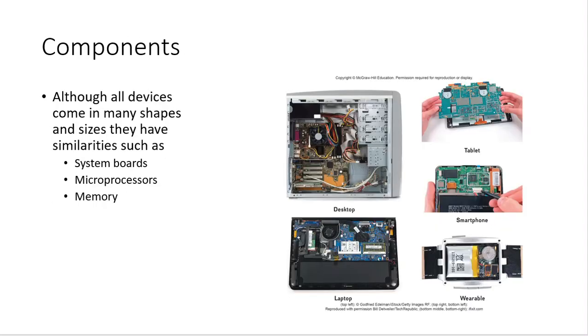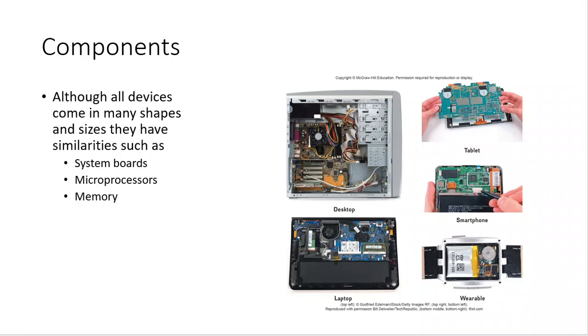Okay, next we move to components. Although all devices come in many shapes and sizes, they have similarities such as system boards, microprocessors and memory. So walaupun kita ada 5 jenis tadi, desktop, laptop, smartphone, tablet, wearables, kesemua tu mempunyai satu persamaan, iaitu mesti ada system boards, microprocessors untuk membolehkan processing, and also memory to store all the data for your device.